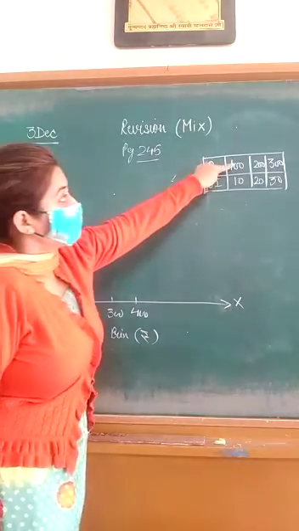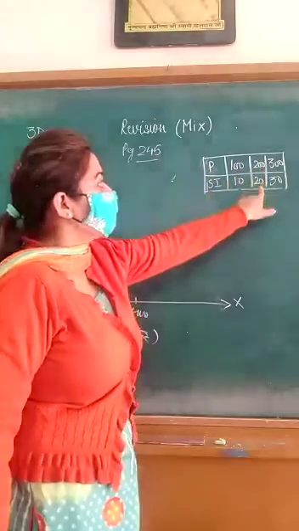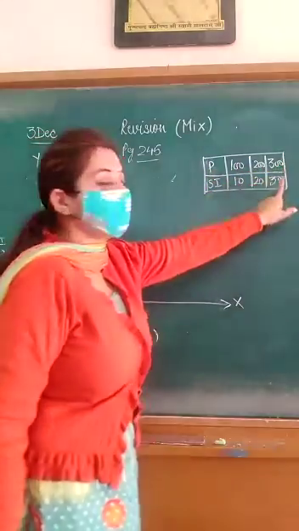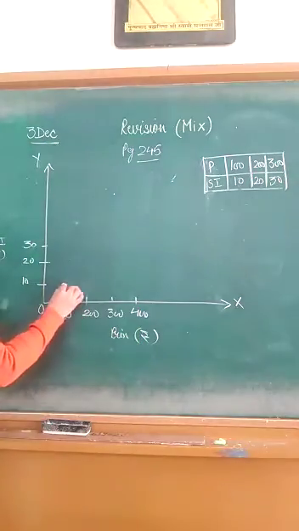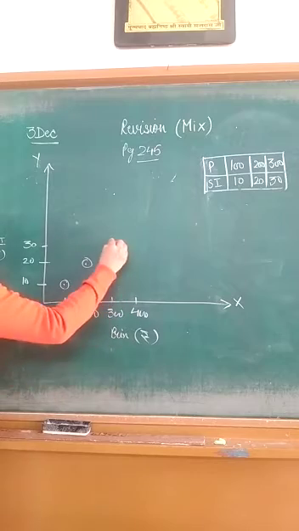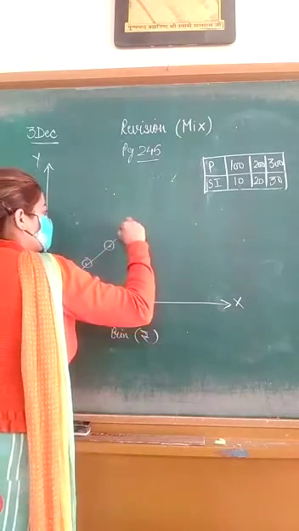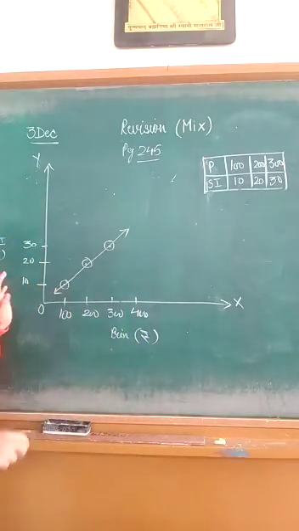Now your coordinates will become 100, 10. Next is 200, 20. Then 300, 30. That is your first coordinate, then second coordinate, then third. Now join all these points. You will get a straight line. This is called your linear graph.